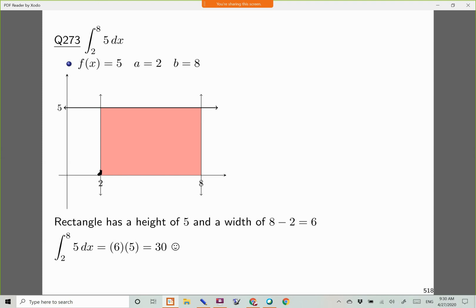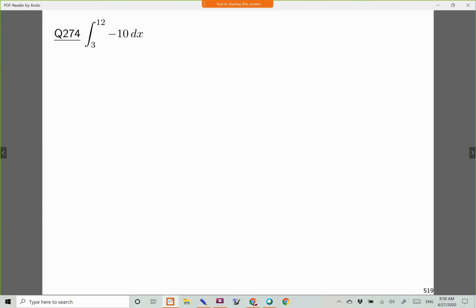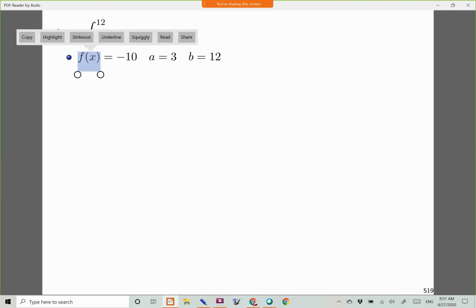Okay, the next one, another example of this. Another definite integral problem, or another question about signed area. Now we have the definite integral from 3 to 12 of negative 10 dx. Again, I don't expect people to bother writing down all of these details, but since it's new, I want to connect it back to the definition we were just given. The function in this example is f of x equals negative 10. If you graph the function, that graph is also a completely horizontal line.